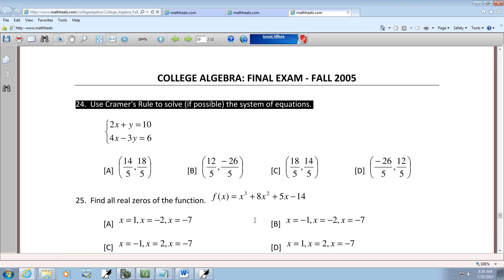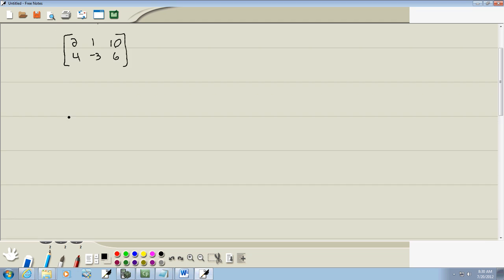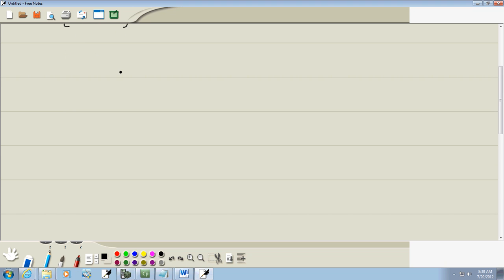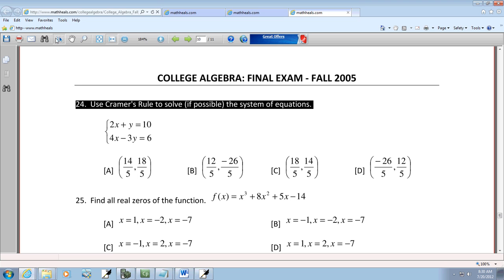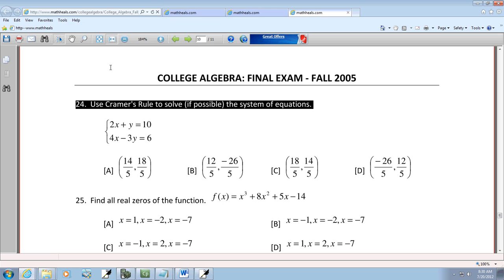Well, let's look at how to do this by hand. I think Cramer's rule is kind of fun, personally, but then again, I don't have much of a life, so I don't sit around and do Cramer's rule on Saturday night, in case you're wondering. Let's see, 2x plus y equals 10, 4x minus 3y is equal to 6.